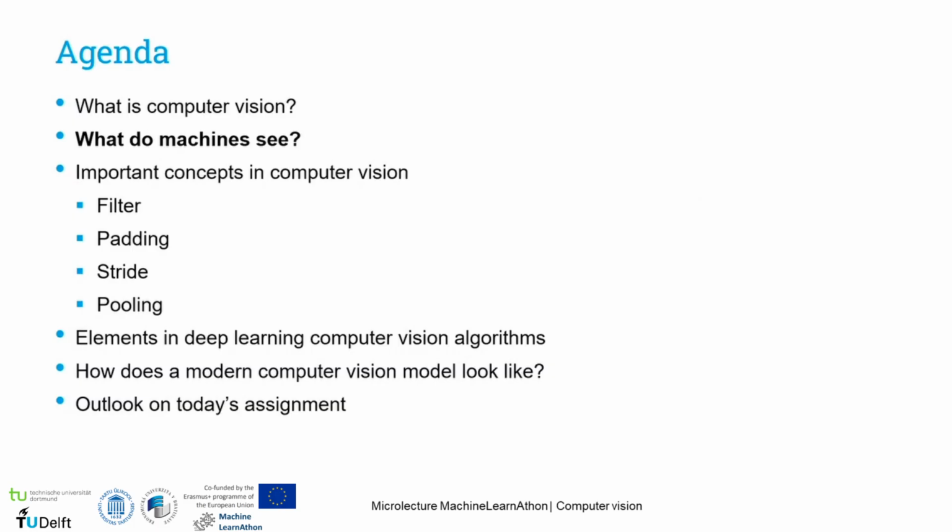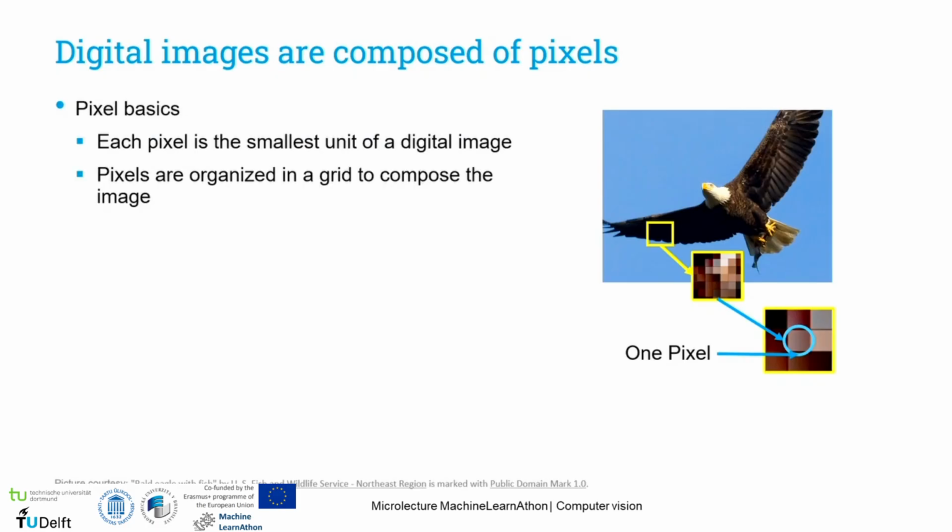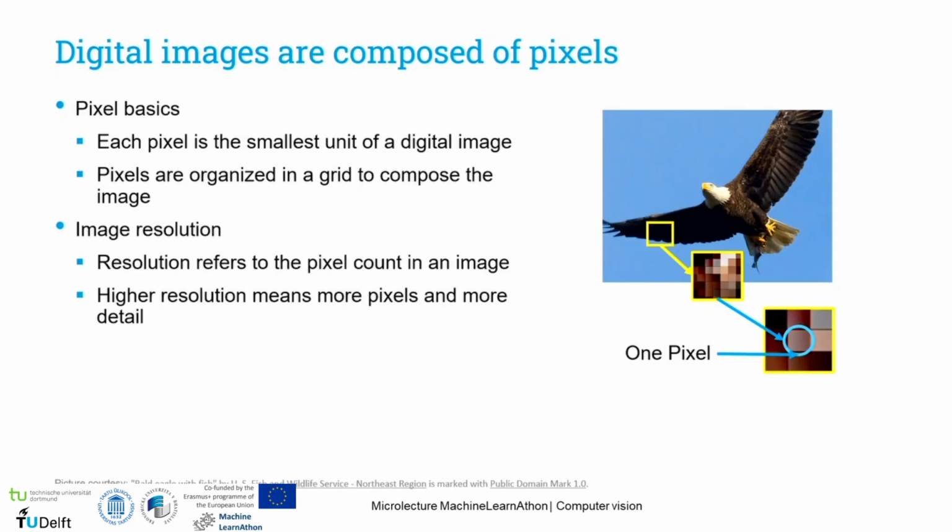Okay, so before we go into detail of how the machine learning models look, I want to briefly talk about how an actual image looks for a computer. I'm sure everyone is aware that digital images in computers are based on pixels, right? If you zoom into digital images, at some point you will see these pixels. Each pixel is the smallest unit of a digital image, and if you count them, you get the resolution of your image.